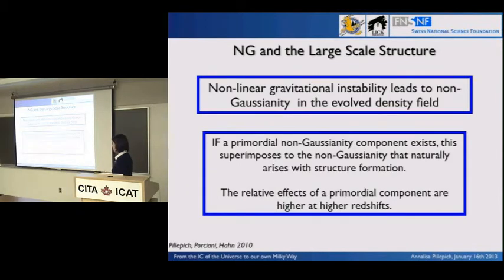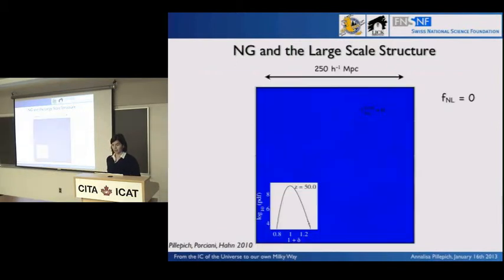And I've given away, again, another piece of information: nonlinear gravitational instability leads to non-Gaussianity. And so at redshift zero, we will always have signal in the bispectrum and the trispectrum, because this is at least due to gravitational non-Gaussianity. If I have an additional primordial non-Gaussianity component in my primordial density field, this will superimpose on the gravitational one. And the problem is that usually the gravitational one wins over the primordial one. And so you need to go to higher and higher redshifts to gain signal to noise, where for me, signal is primordial non-Gaussianity, and noise is the sum of the gravitational non-Gaussianity and the primordial non-Gaussianity.